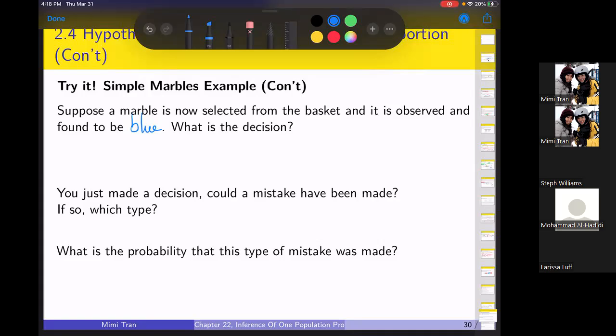All right. Suppose a marble is now selected from a basket. It is observed and found to be blue. What is the decision? Found to be blue.